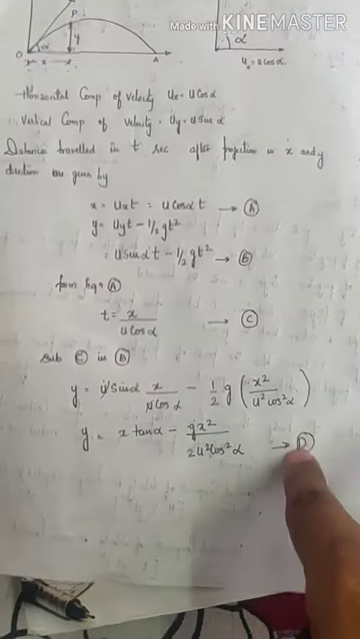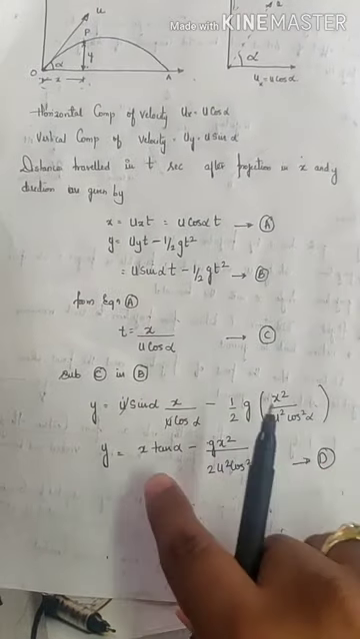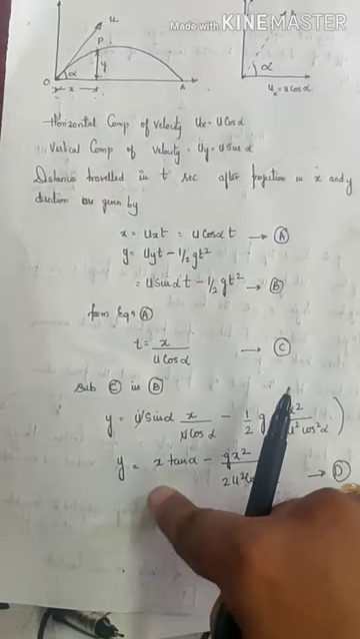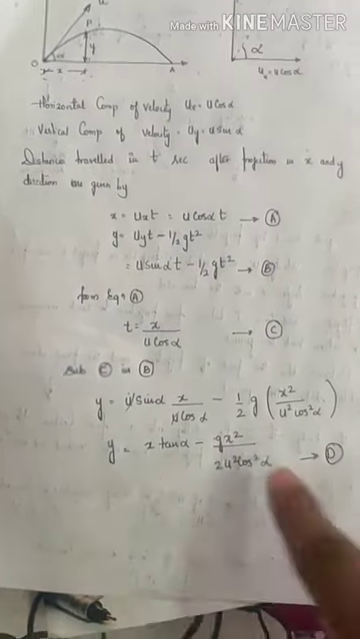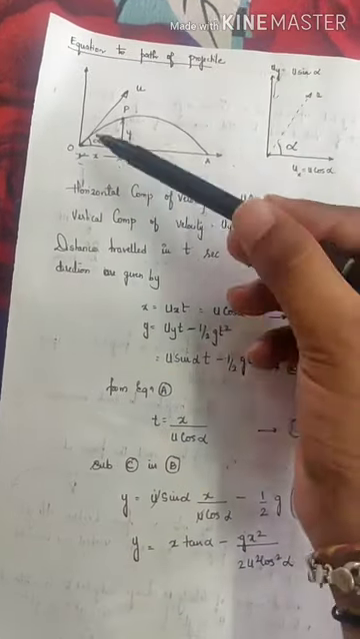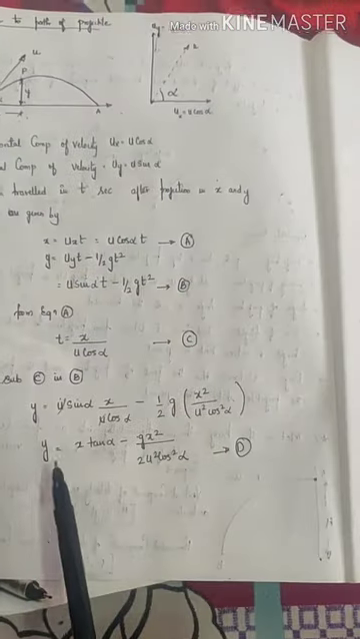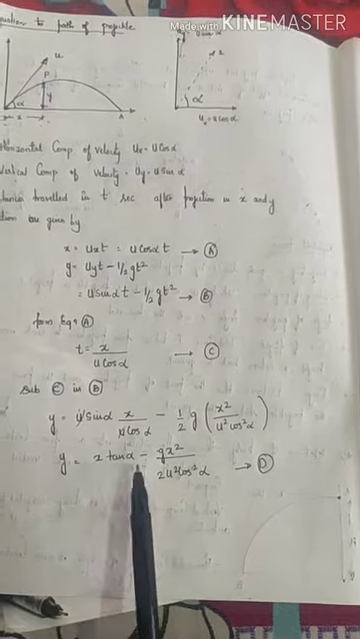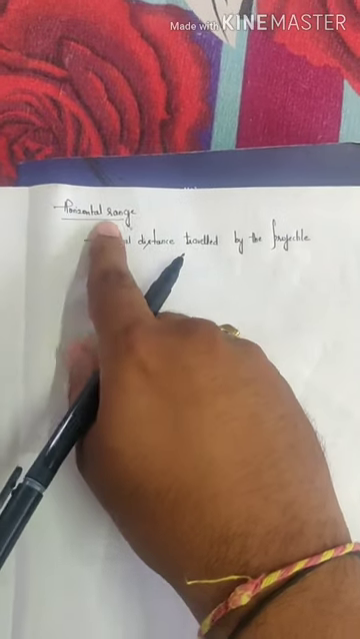Hope you understood up till equation D. So this equation y represents the equation of a parabola, of the form y equal to mx plus c or mx minus c. So it is the equation of a parabola. Okay, moving to the next, to find the horizontal range.